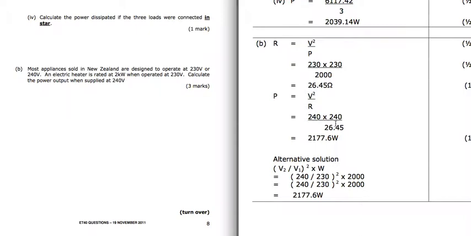Now that won't change when we put 240 volts on, but the power will. It will be 240 squared divided by that resistance, gives us 2177.6 watts. Alternatively, we can look at the ratio of the voltage and square that. So 240 divided by 230 squared times that original power will give us the same answer.